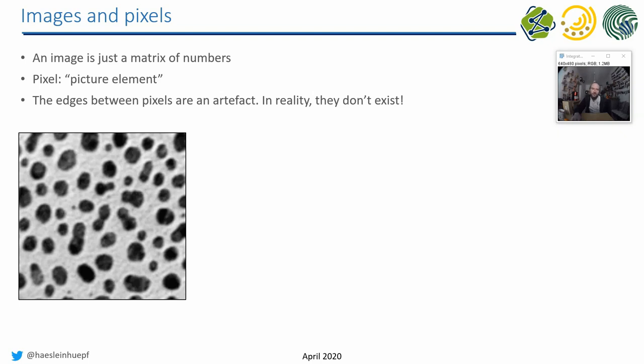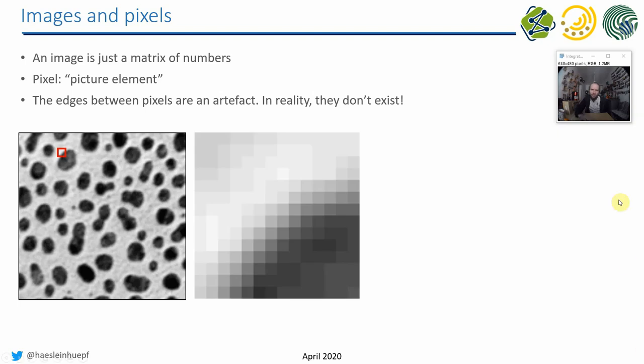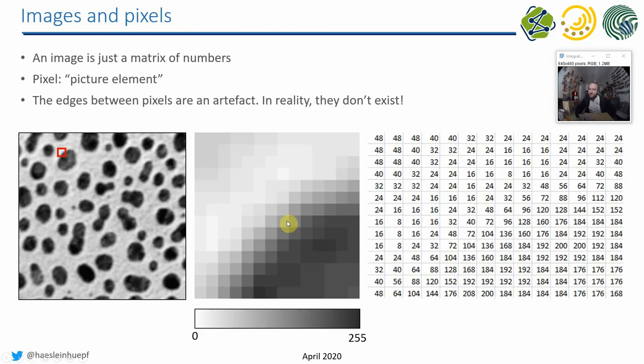It's a picture element. When we zoom into this image, we can actually see a grid of pixels. So that's the pixels, right? And they have different gray values, and these gray values are actually just numbers in a table. So you can express this image also as a table of numbers. And the edges you see here between the pixels are actually not there. It's just something we get out of our computer because of the way the images are acquired and saved on the hard drive. In fact, in the real sample, in the real world, these edges do not exist.